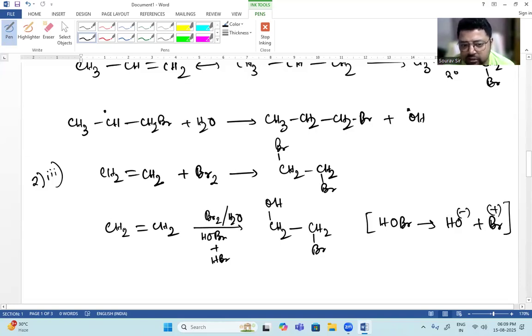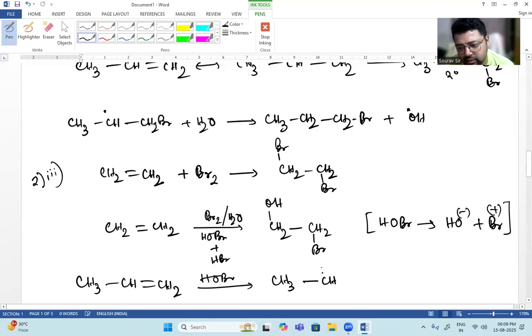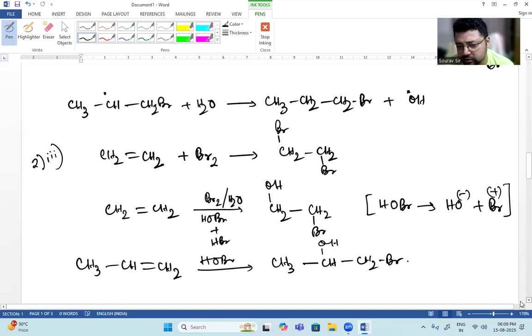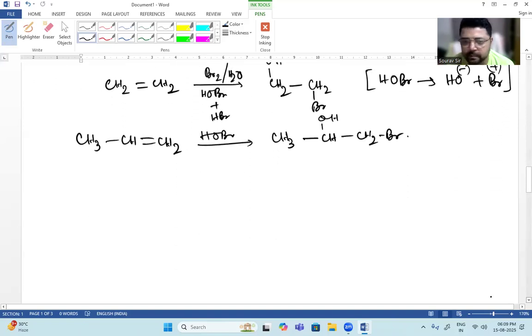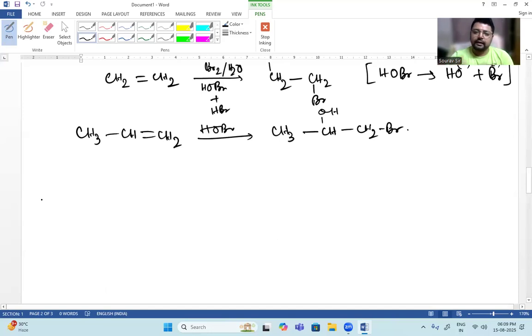If you have this one, CH3, CH2, and you are adding HOBr here, you will be getting CH3 CHOH CH2Br. If you have a triple bond, you can add HBr, but you will get a vicinal bromide. You cannot get an alkyl halide directly from an alkyne. So we will not go for the alkyne.